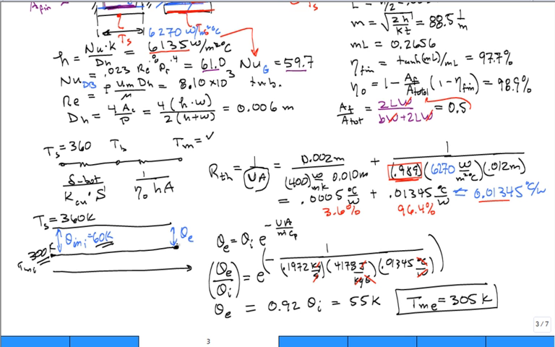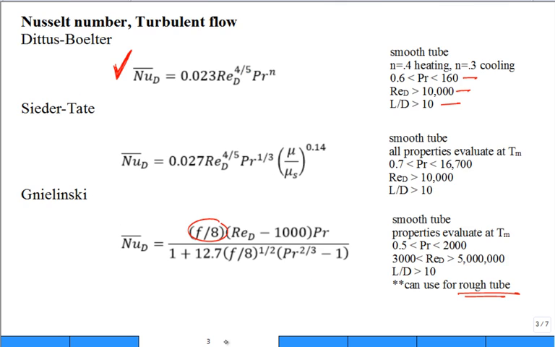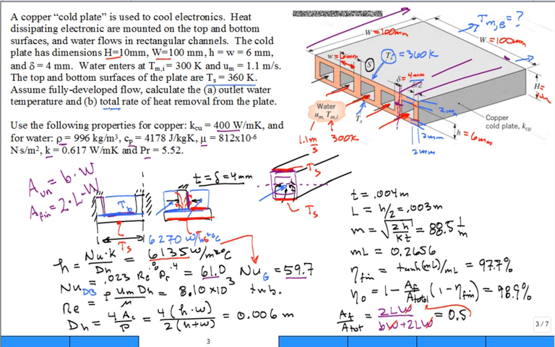It comes out at 305 Kelvin. It doesn't appear to be a very efficient heat exchanger, but it is. It's a good cold plate. It could be better, as all things could be better, but it's still removing a lot of heat. Let's go back up and take a look at part B. What is the total rate of heat removal from the plate?